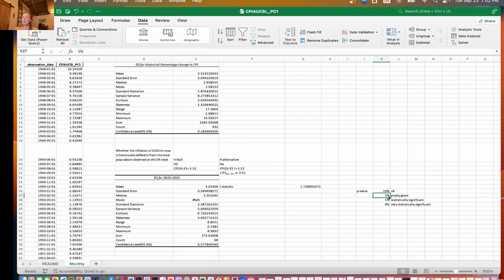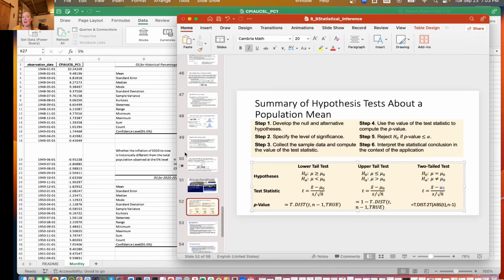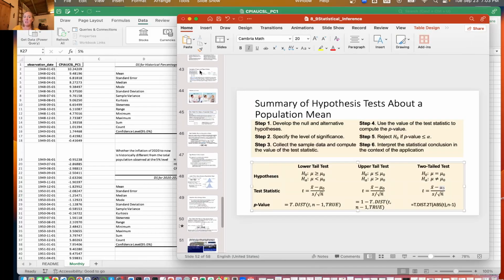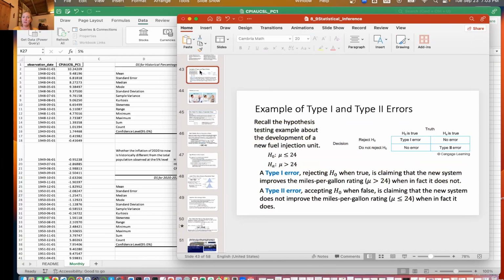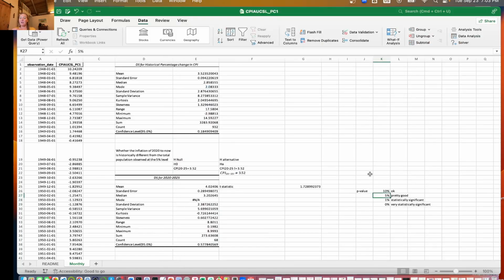What does the p-value correspond to? Well, it corresponds to the actual percentage of you making an error. Basically the 5% says, I am willing to take a 5% risk of rejecting the claim when it's actually true, or accepting the claim when it's actually false, right? That was kind of the meme here. Essentially, this corresponds to risk.